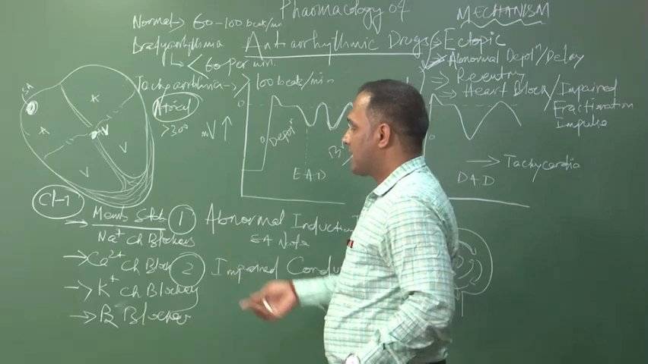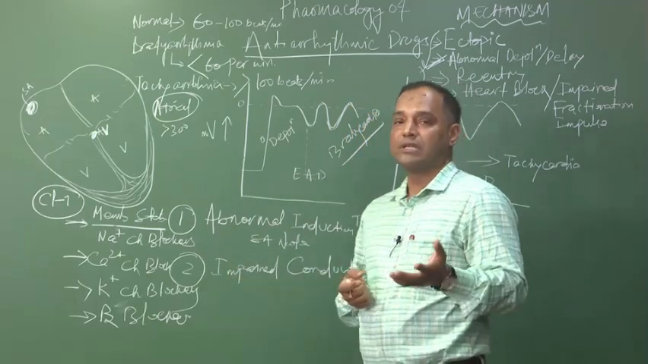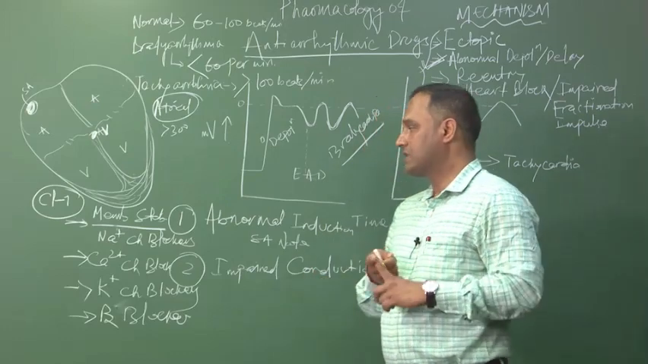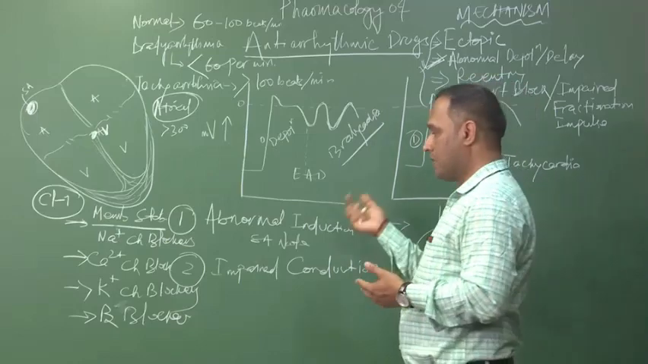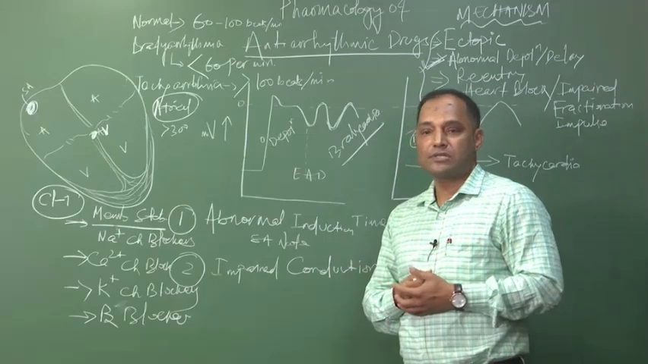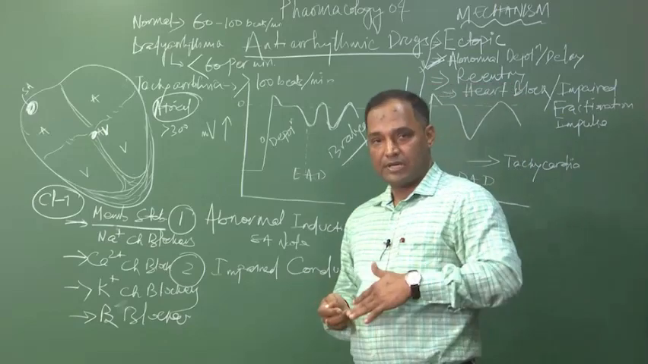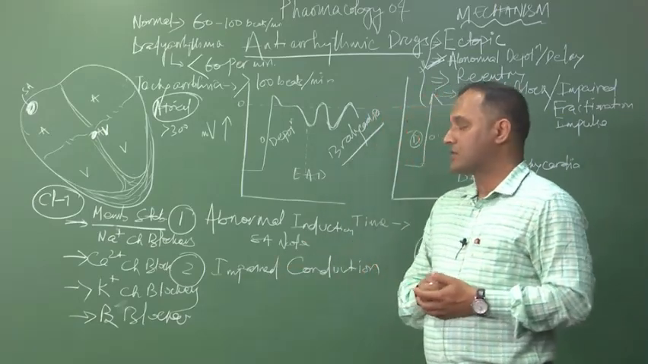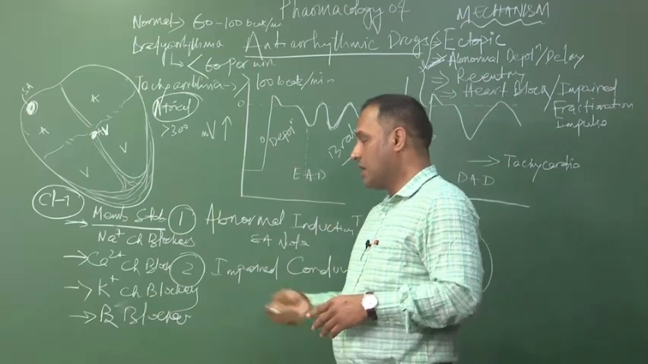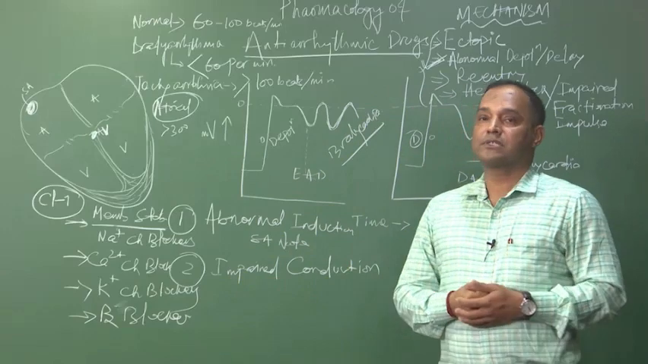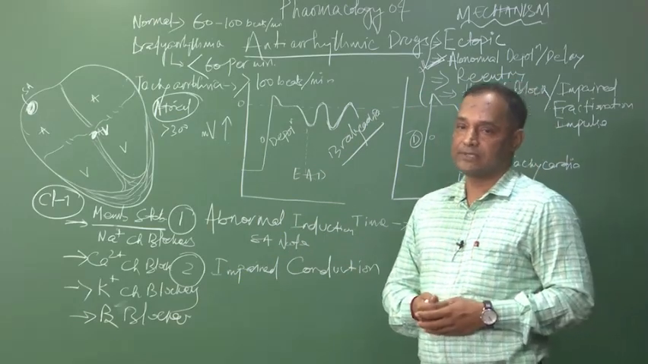So, these are the 4 categories of the drugs. The first one is the membrane stabilizing agent, which corrects by sodium channel blockade. They block the sodium channel and they correct the arrhythmia. Second one is the calcium channel blockers. They block the calcium influx, and the potassium channel blockers block the potassium efflux, and the fourth one is the beta blockers, which act on the beta receptors.